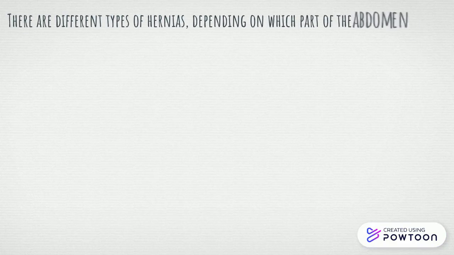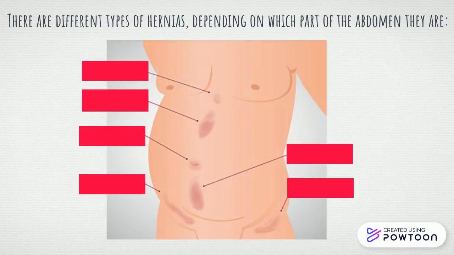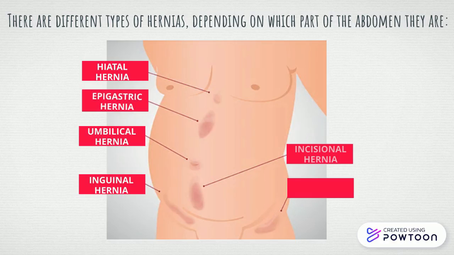There are different types of hernias, depending on which part of the abdomen they are in. Hiatal hernia, epigastric hernia, umbilical hernia, inguinal hernia, incisional hernia, femoral hernia.